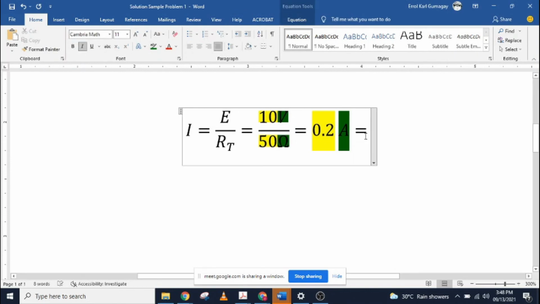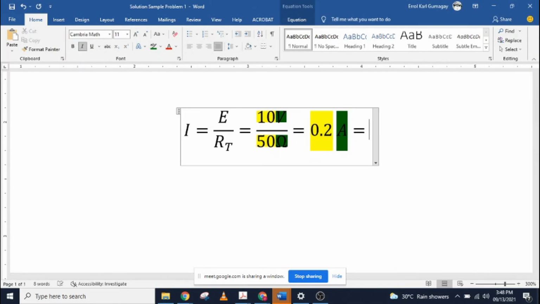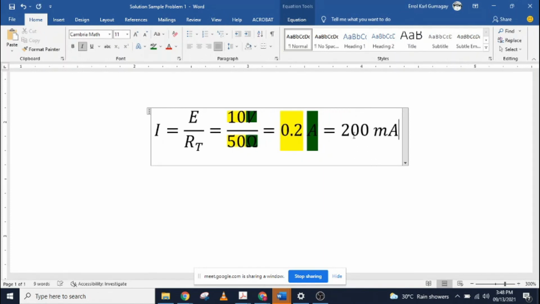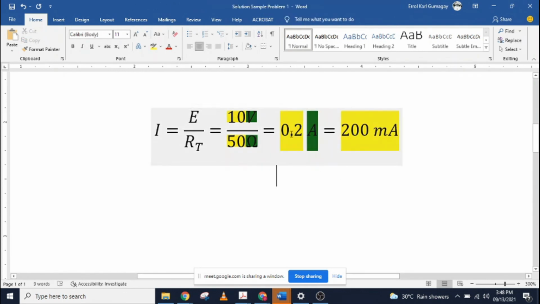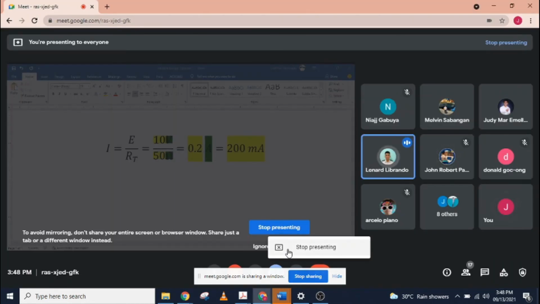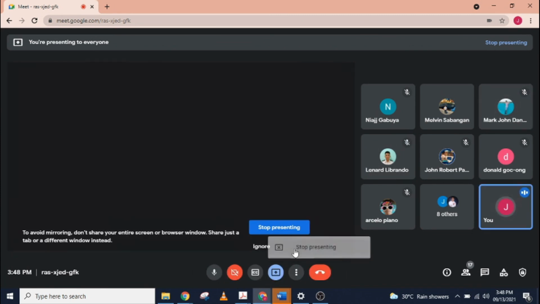Now, what is the equivalent of this in milliamperes? 0.2 amperes, kung i-move natin para katulo, 200. 200, sir. Very good. Okay, 200 milliamperes. Since i-move na to class, 3 decimal places to the right, mag-change ang unit from amperes mahimong milliamperes. Okay, nasundan? Yes, sir. So that is the solution for this circuit.